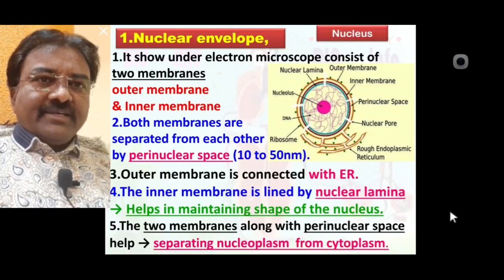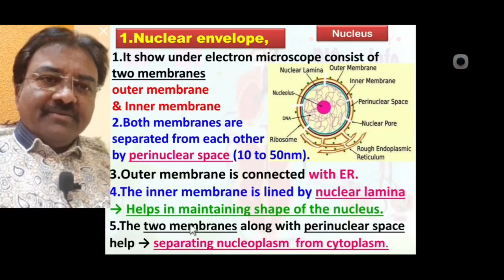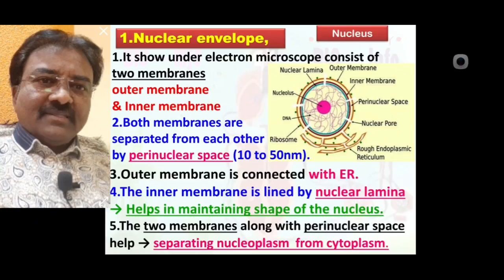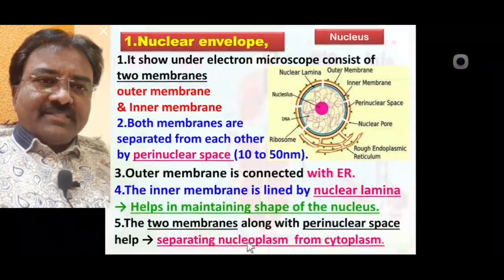Up to this point we discussed in detail a total of 5 different characteristic features of the nuclear envelope. Now number 6 point.